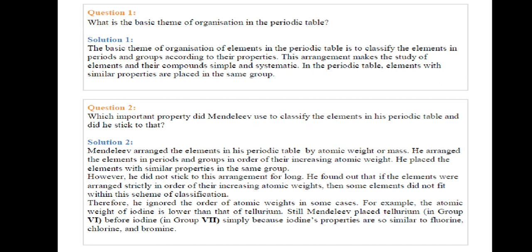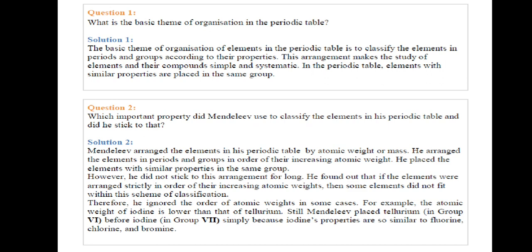Which important property did Mendeleev use to classify the elements in his periodic table and did he stick to that? मेंडलीव ने कौन सी प्रॉपर्टी के बेसिस पे क्लासिफिकेशन ऑफ एलिमेंट्स किया था और डिड ही स्टिक टू दैट? मेंडलीव्स अरेंज्ड द एलिमेंट्स इन हिज पीरियोडिक टेबल बाय एटॉमिक वेट और एटॉमिक मास. एटॉमिक मास के बेसिस पे क्लासिफिकेशन किया गया था, अरेंजमेंट किया गया था ऑफ द एलिमेंट्स.